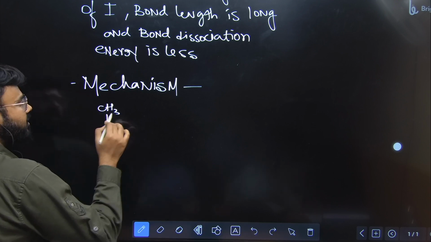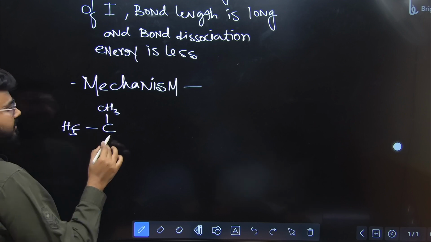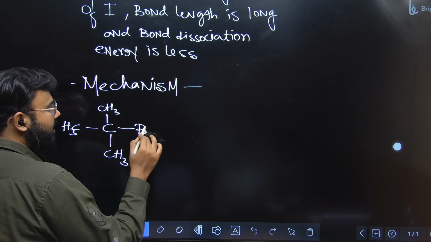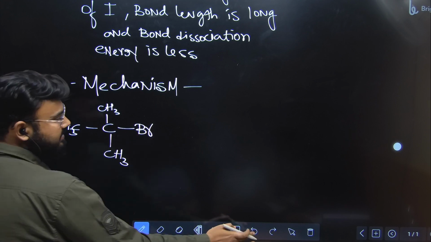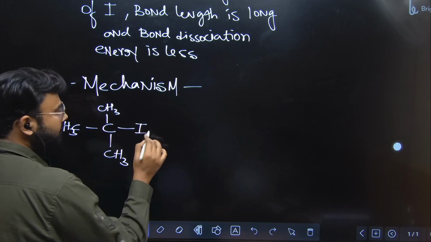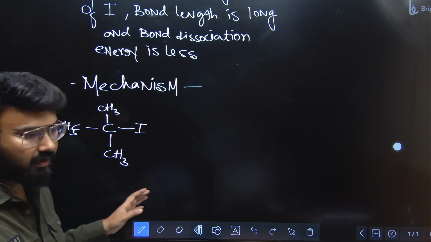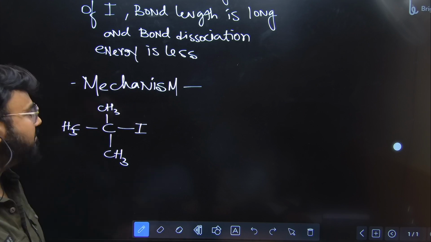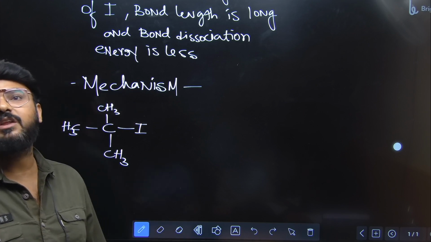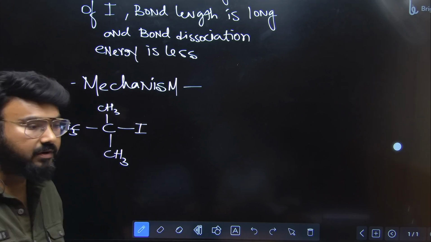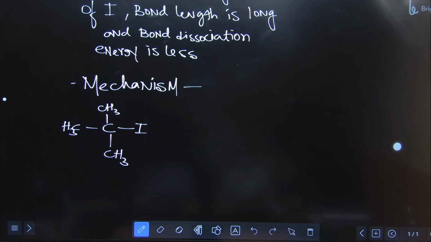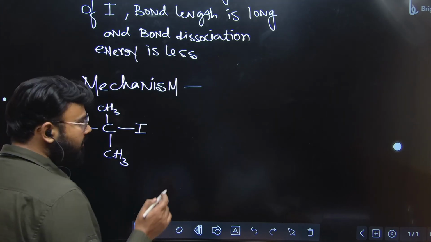CH3, CH3, CH3, and let's take Br. Or let's take the best leaving group, guys. So we'll take iodine here, okay? Now tell me, what was the solvent we were using? Yes, we were using a polar protic solvent. I hope it's clear to everyone.